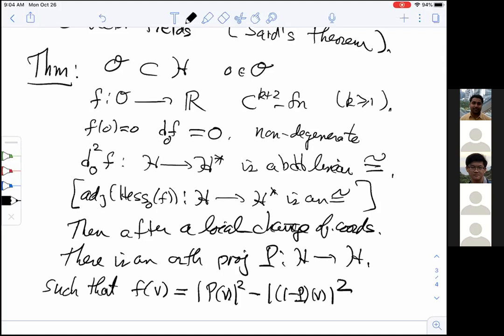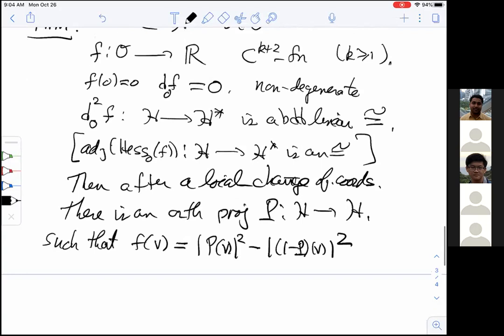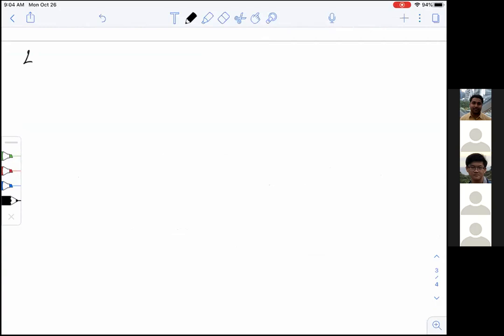So I've reversed the positive and negative from where they usually write them. Usually I put the negative space first and then the positive space. Here I have the positive space first and then the negative space. So let me try to explain what this is saying. So the change of coordinates, of course, some CK plus 2 change of coordinates, that won't surprise you.